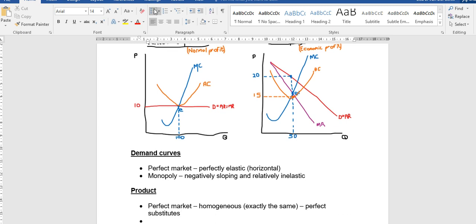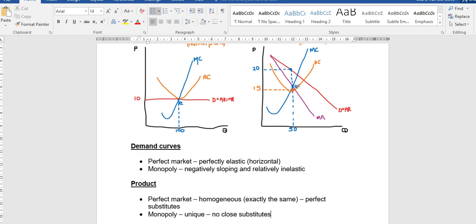For the monopoly, we said that the products are unique. In other words, there's no close substitutes. Your consumers are either going to use the product of the monopoly or they're going to just live without it. Their needs are not going to be satisfied. There are no other products that are going to satisfy the same needs.